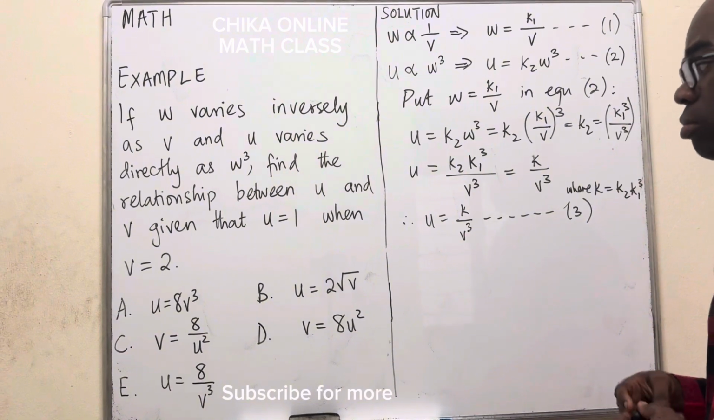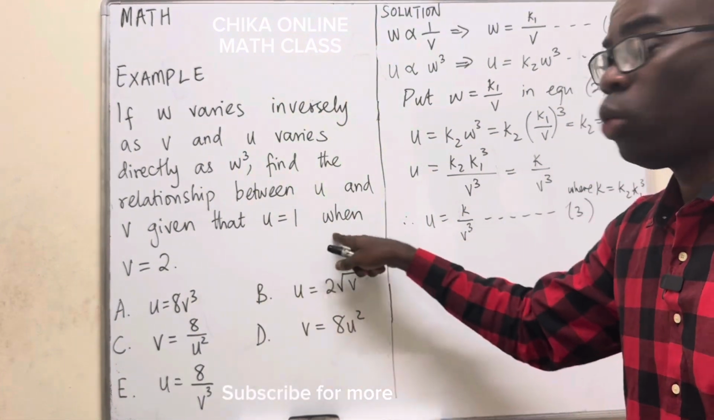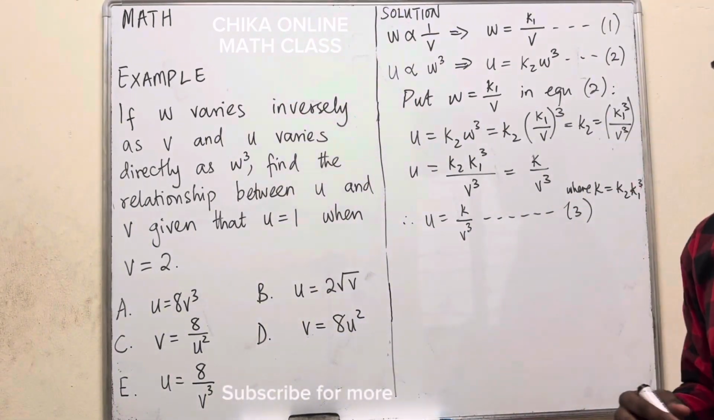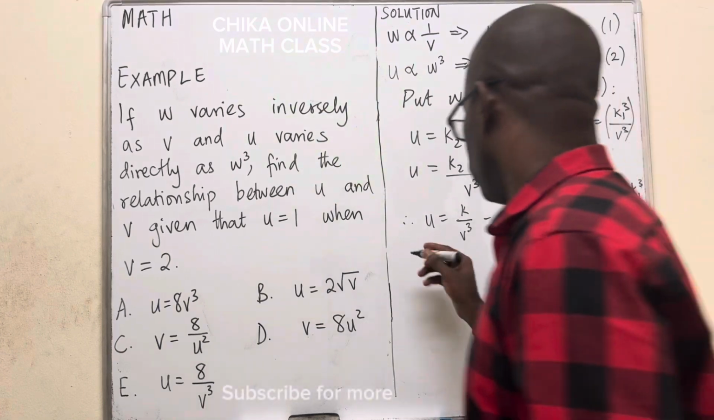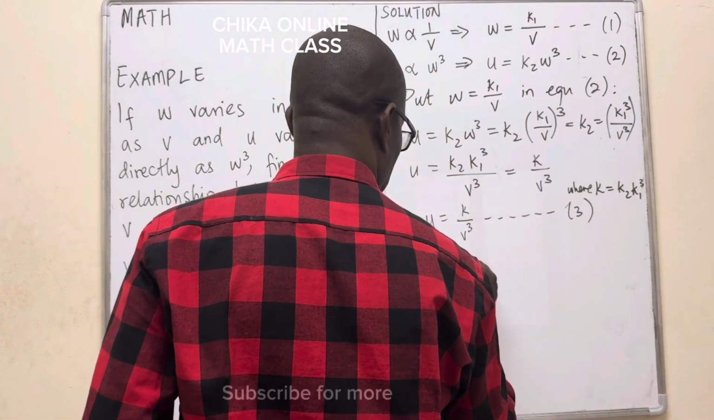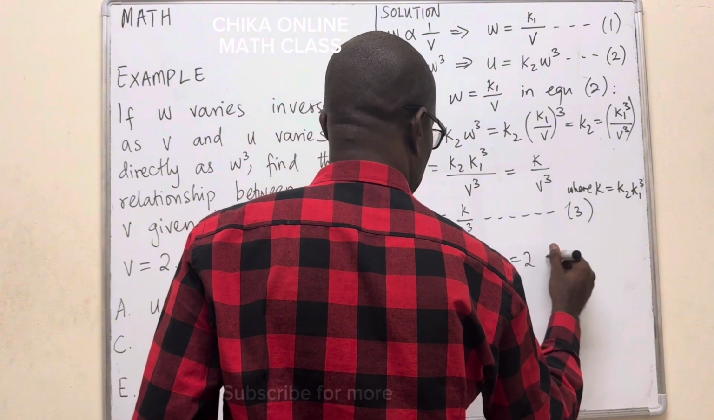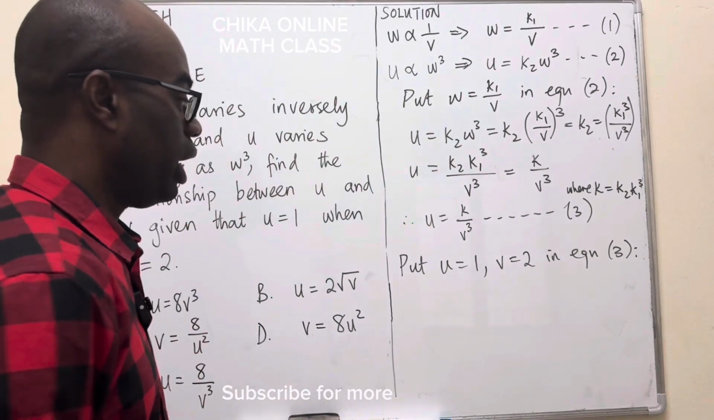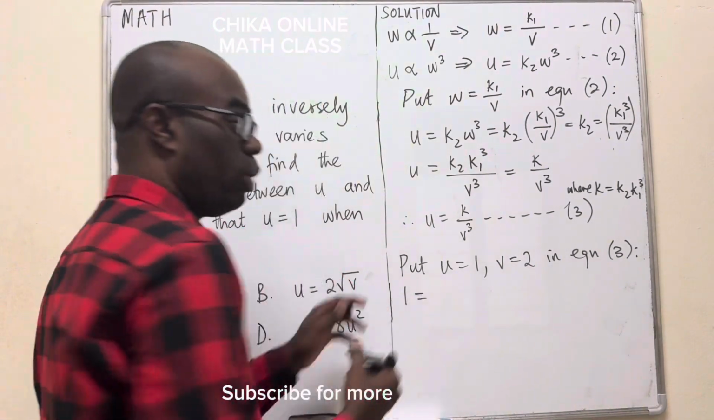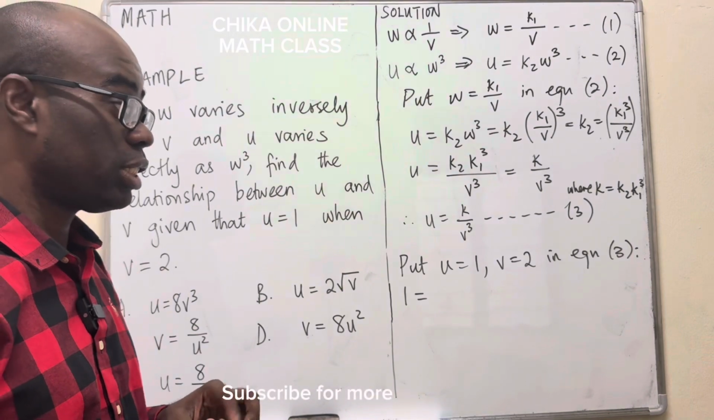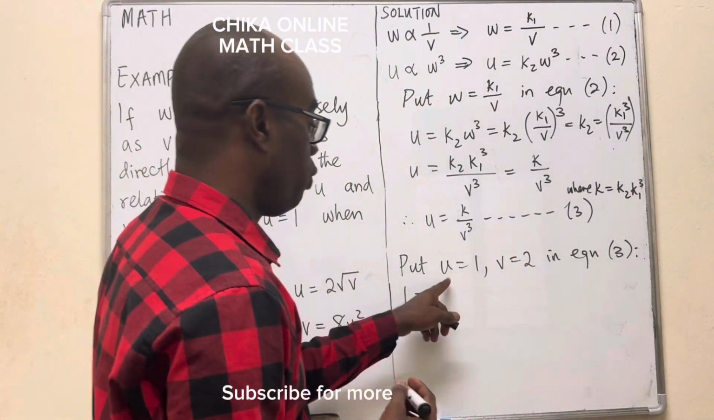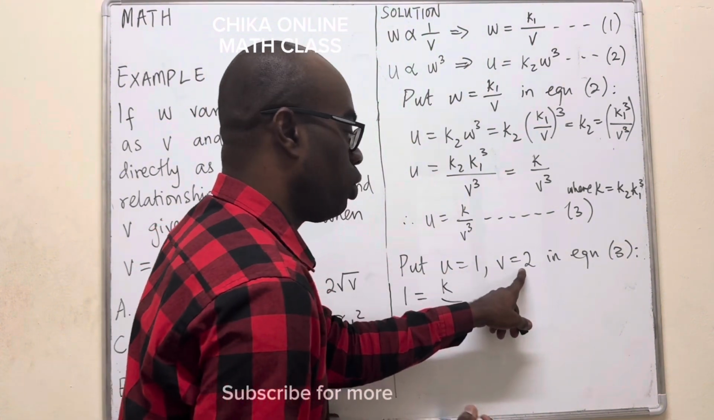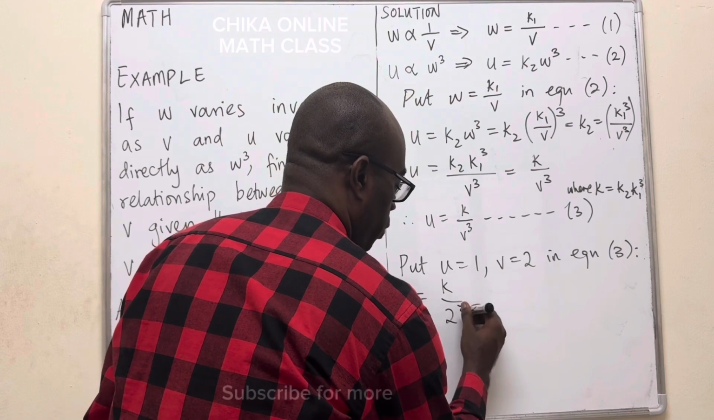Okay, now we are given that u equals 1 when v is equal to 2, so we have to substitute u equals 1, v equals 2 in equation 3. So if you do that, you have 1 equals k over 2 raised to power 3. We are putting it so that we can find the value of the constant of variation k.